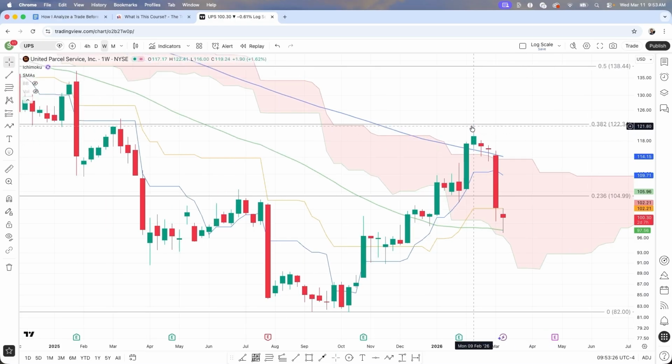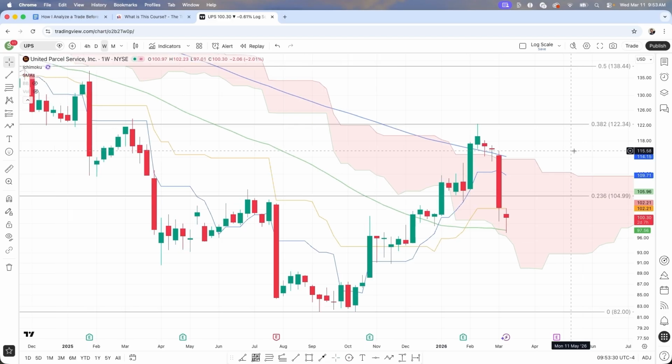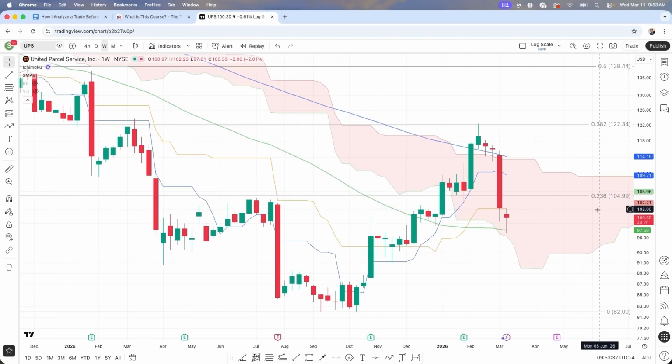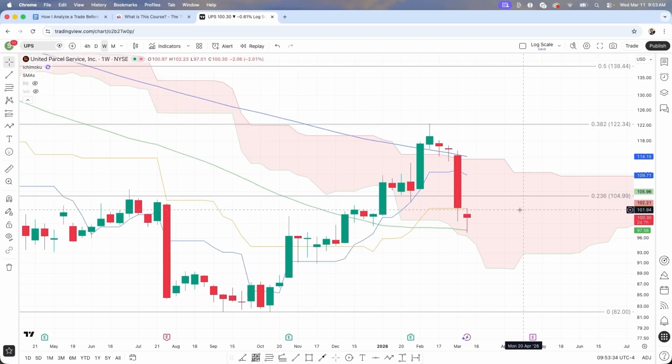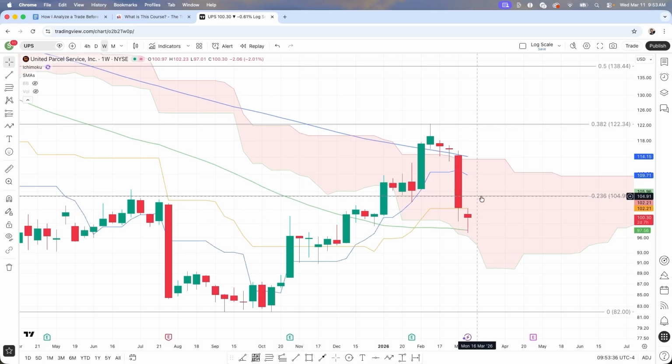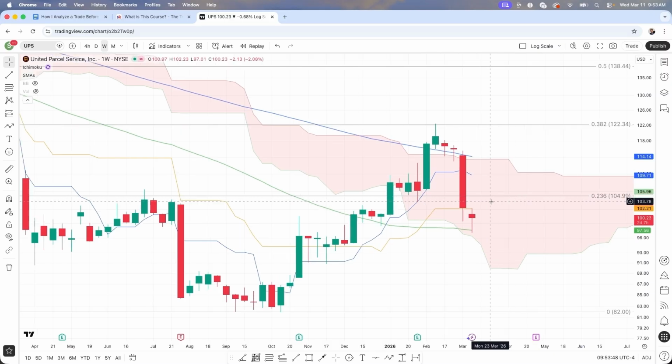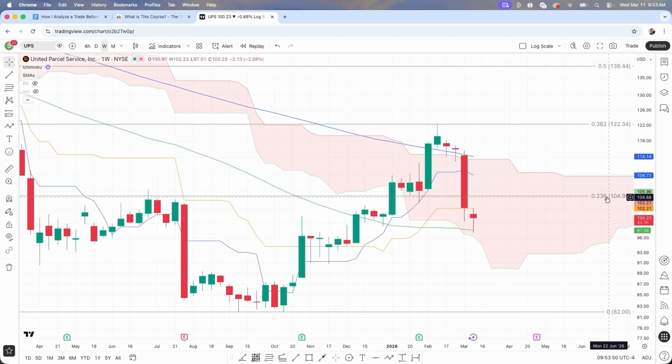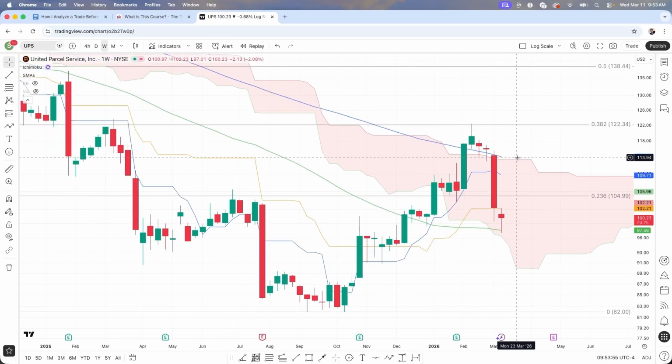Price ran right up and got rejected right at that 122 level. And we've got the 236 at 104. So currently, that may act as some resistance. And this may act as some resistance again in the future. So support is at the 50-week moving average, and we've got some resistance at the 236. So again, we'd like to get back above this fib and back above the cloud for potential continuation.